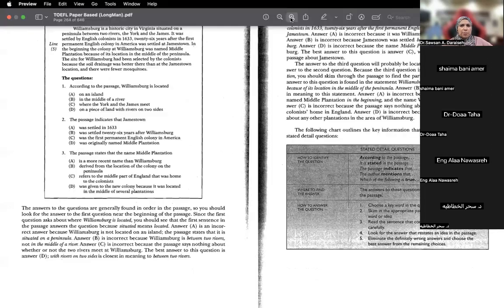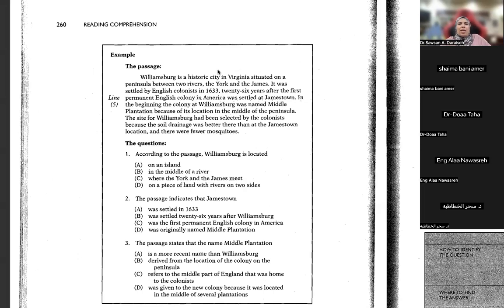All righty. So let's take a look here. So we have this passage, Williamsburg. What's Williamsburg? Williamsburg is a historic city in Virginia. You know Williamsburg? It's a historic city, an old city. And where? In Virginia. What's Virginia, guys? Who knows what Virginia is? A state in USA. Thank you.